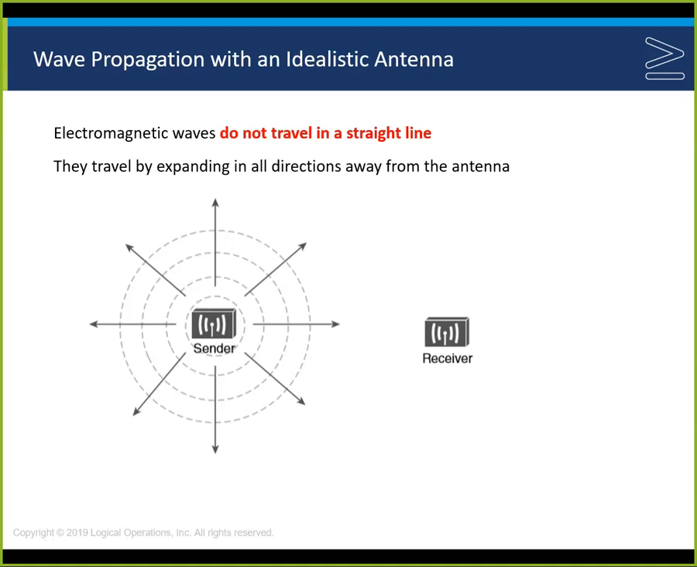Electromagnetic waves are not going to travel in a straight line. They travel expanding in all directions away from the antenna, and that's with the omnidirectional antenna. We'll put this up. So the cycle we talked about a little earlier, from the 0 point through the 0 point and back to it. But they're going to spread out in all directions when we talk about it.